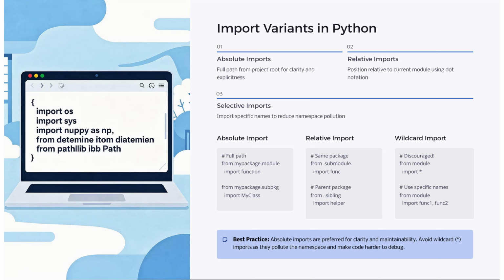Absolute imports use the full path from the project root, ensuring clarity and explicitness. Relative imports, using dot notation, position modules relative to the current module. Selective imports reduce namespace pollution by importing specific names. Avoid wildcard imports as they clutter the namespace and complicate debugging. Absolute imports are recommended for maintainability.